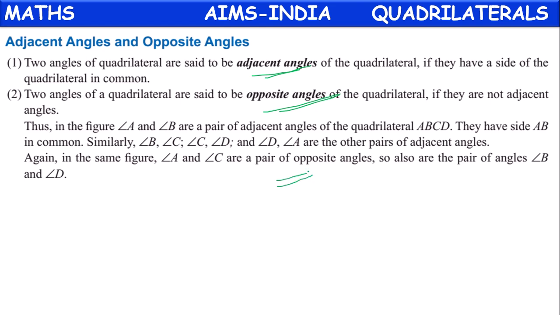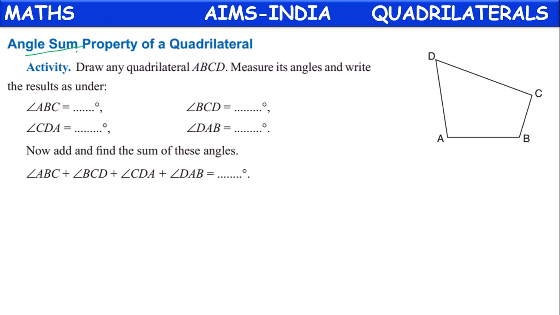Okay, children. Next, angle sum property of a quadrilateral. So let's draw any quadrilateral ABCD. You can also try this, children. Draw any quadrilateral ABCD on a paper with the help of 4 points and a scale, and try to measure its angles with the help of a protractor or any geometrical object.